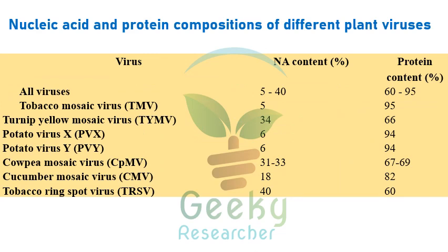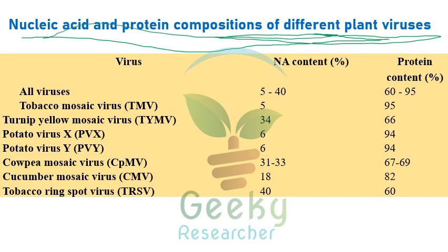Nucleic acid composition and protein coat composition of different plant viruses. We'll see what kinds of variations there are. In general, all viruses contain 5 to 40% nucleic acid and 60 to 95% protein coat. In general, almost all the viruses, whatever virus you take, will fall between 5 to 40% nucleic acid content, as well as 60 to 95% protein.